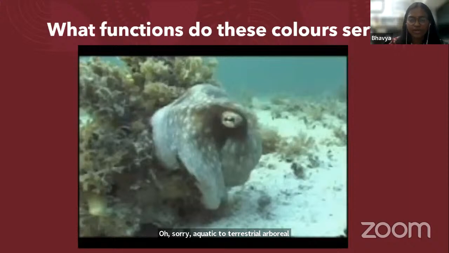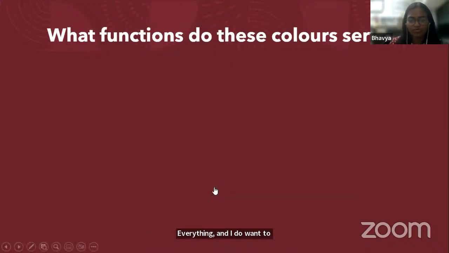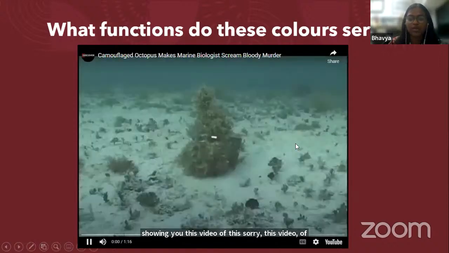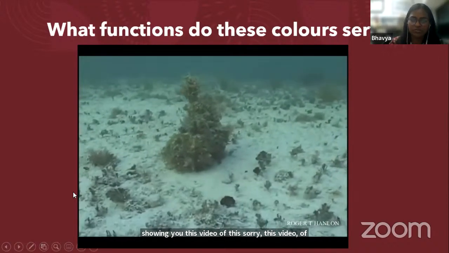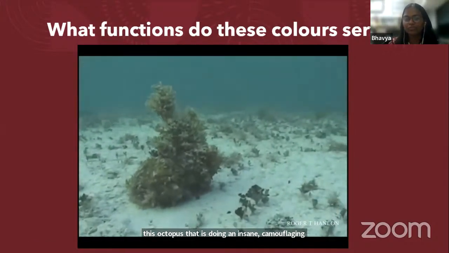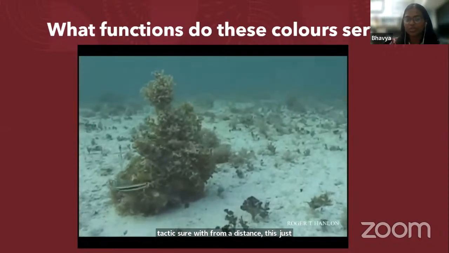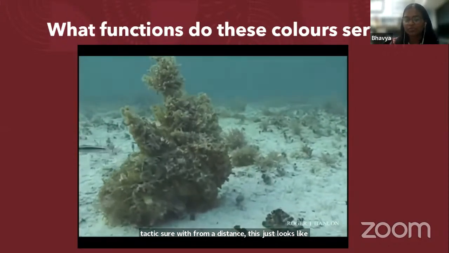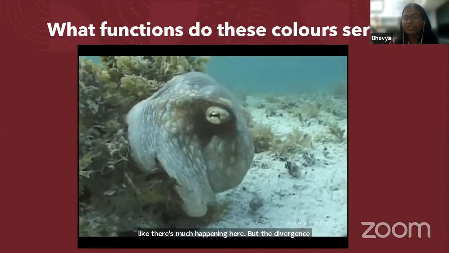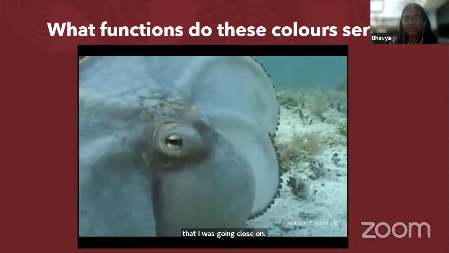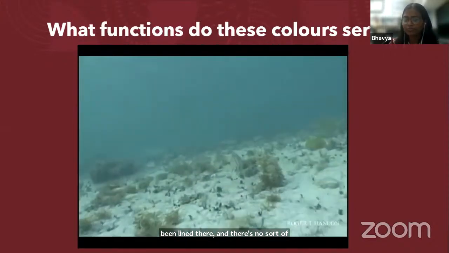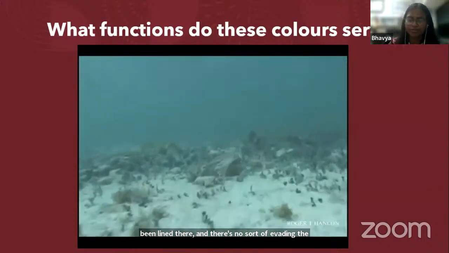And I just want to highlight that point by showing you all this video of this octopus that is doing an insane camouflaging tactic here, where from a distance, this just looks like a normal underwater plant that is existing and doesn't look like there's much happening here. But as the diver's going closer, we suddenly see that there's this octopus that's just been lying there and is now sort of evading the diver and swimming away and trying to escape from the diver.